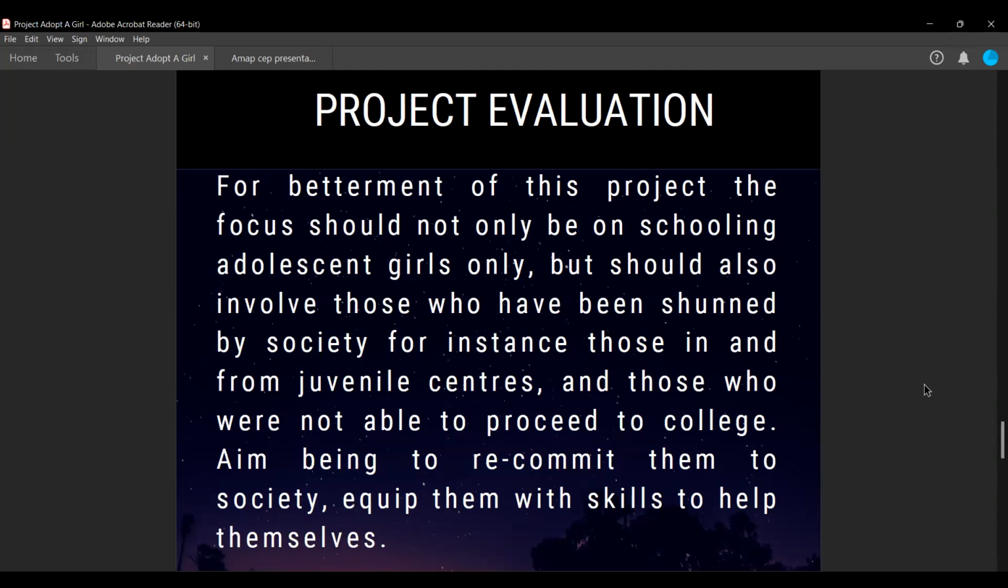Since the first phase was just in theory, this time around it will be more practical. We'll be giving young girls practical skills that they can help themselves with. Next slide.